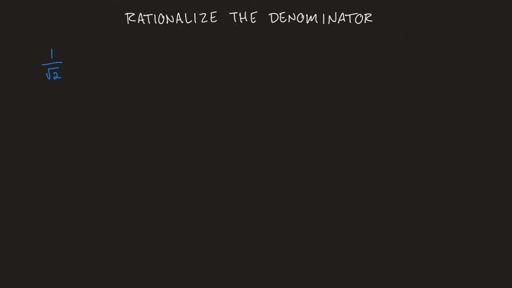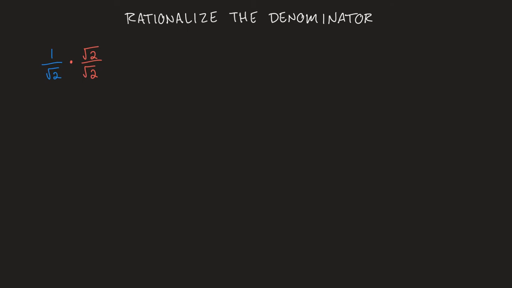Now, in order to actually rationalize the denominator, we're going to multiply this fraction by the square root of 2 over the square root of 2. Okay, and the reason why we do this is because it allows us to actually get rid of the radical in the denominator, and you'll see that after. But the value of this fraction here, root 2 over root 2, it's just 1.